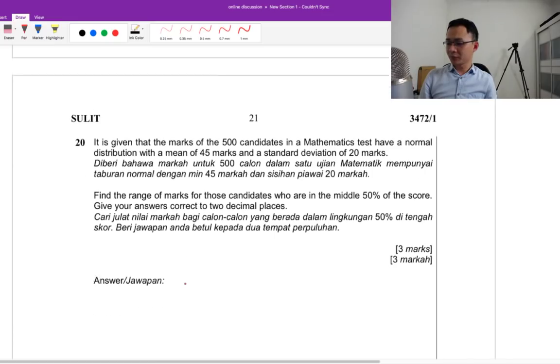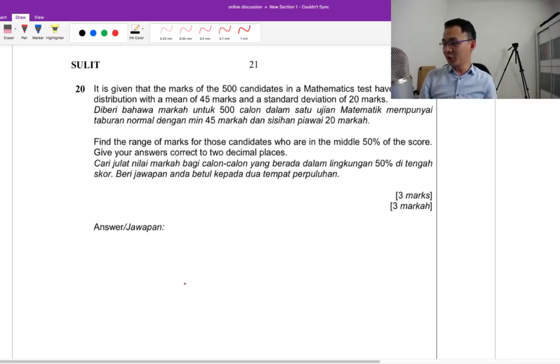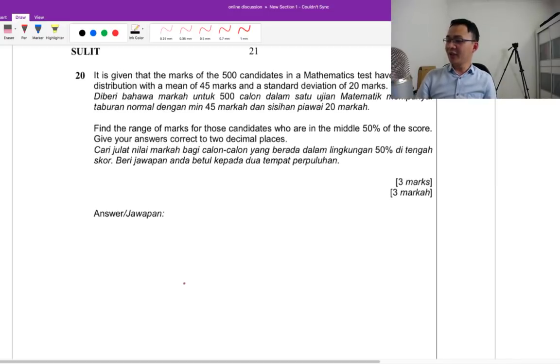So okay, go to question 20. We're almost finished. It's given that the marks of 500 candidates in a mathematics test are normally distributed. The mean is 45, and the standard deviation is 20. Find the range of the marks for those candidates who are in the middle 50% of the scores. Give your answer correct to 2 decimal places.